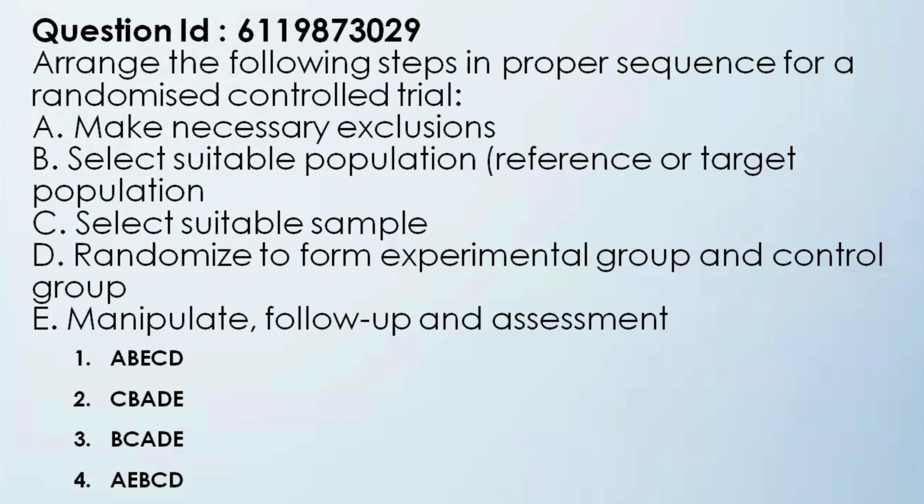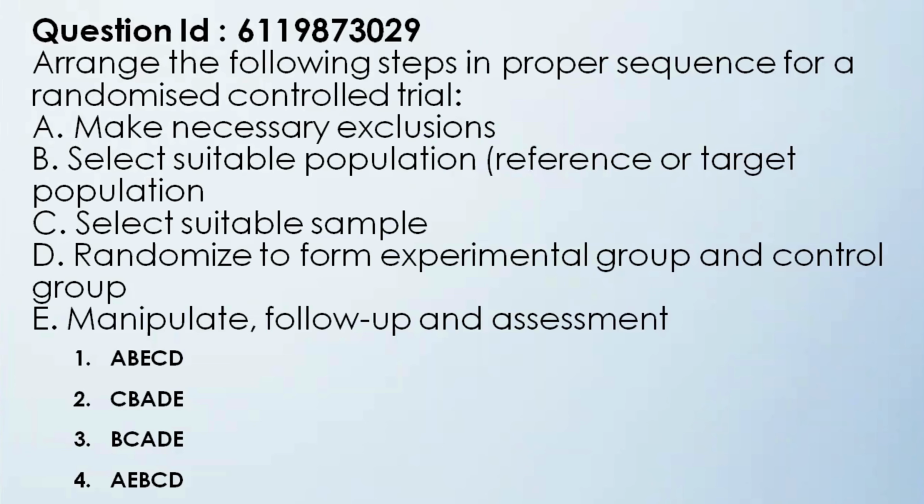Okay, so your first step could either be statement A, B, or C. And in the four options, your last step could either be option D or E. Would you start with making necessary exclusions or selecting suitable population or selecting suitable sample? What would you start with? And what would you end with? Would you end with randomization or would you end up with follow-up and assessment? This is how you should use the options in your favor.